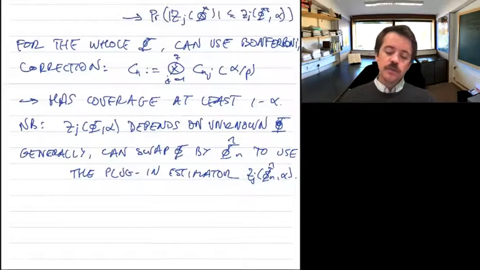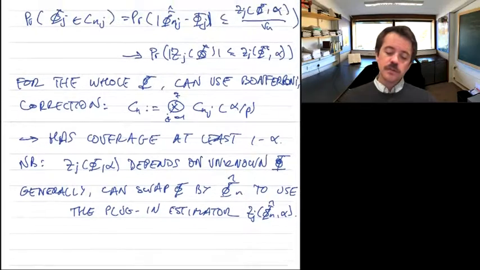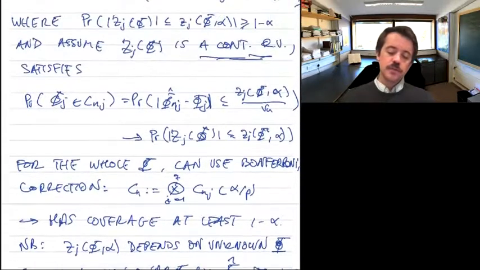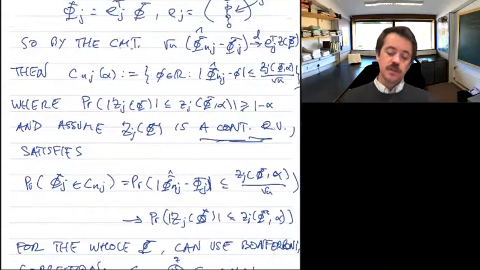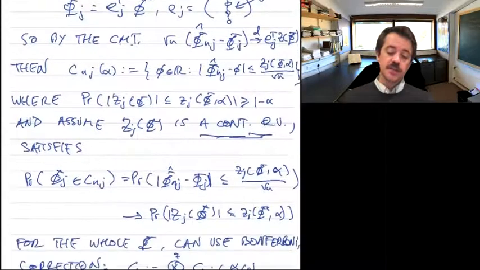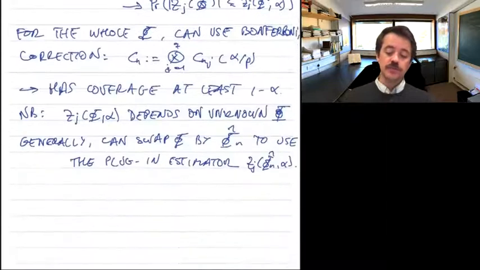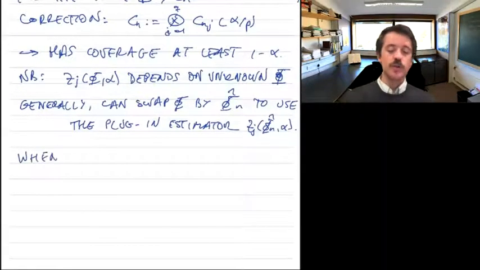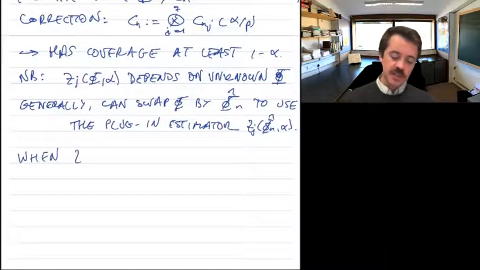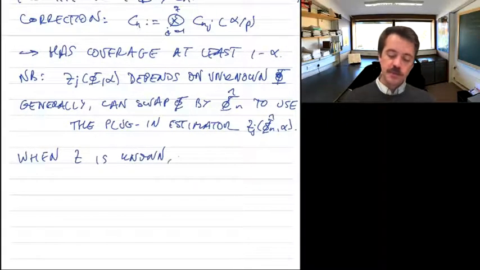Now, we've said a few things about these Zj's, but this Zj is a general random variable, and so when the distribution is known, we can be more specific about what we can say. So when this Z is known, more can be said.